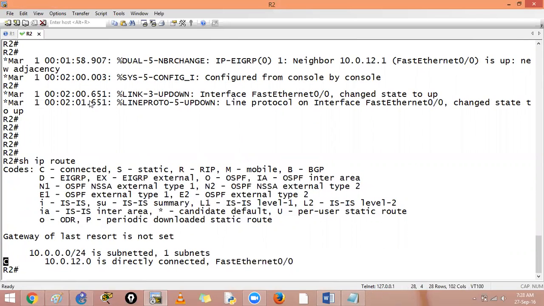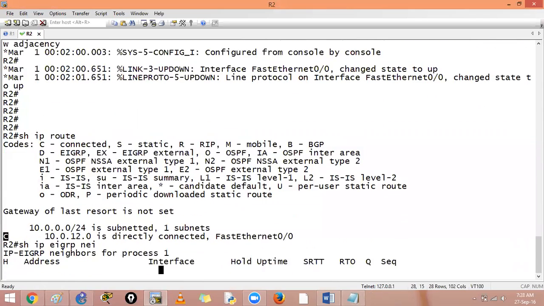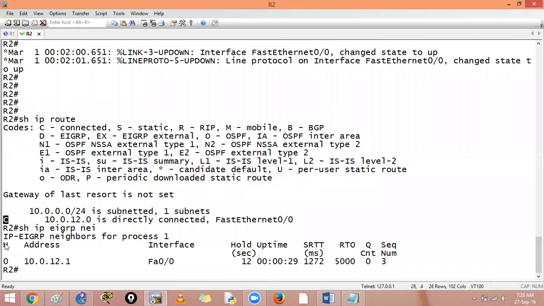As of now, these both show IP EIGRP neighbors. It says I have this handle call. This is the serial number if you want to compare it like that. This is the IP address of the neighbor. Interface, uptime, smooth round trip timer, and sequence number is 3. So we have formed neighborship with this person over here.